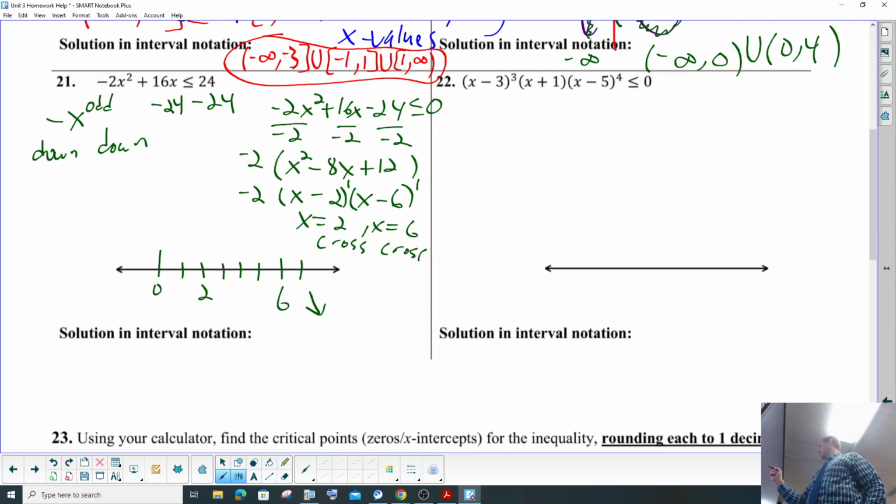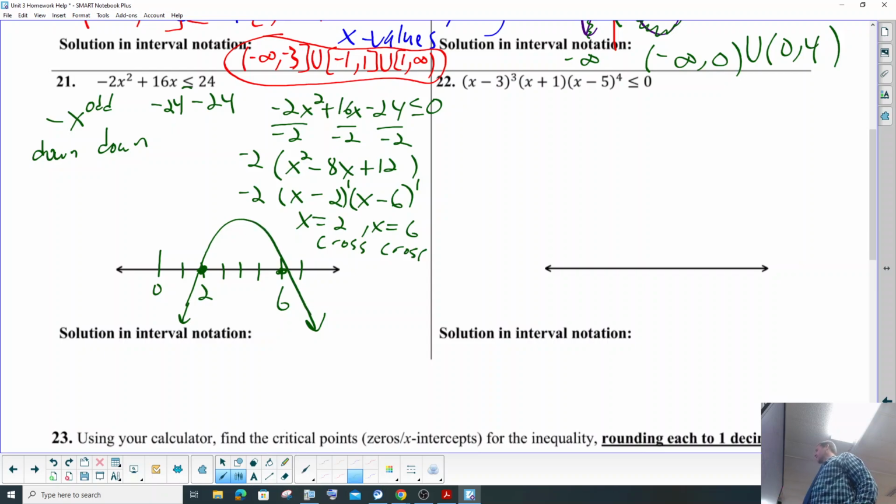So then, let's see here. It's going to be a closed hole because it's equal to, good. And then we're going to cross through. We're going down. And then we're going to cross through. So there's our graph right there.